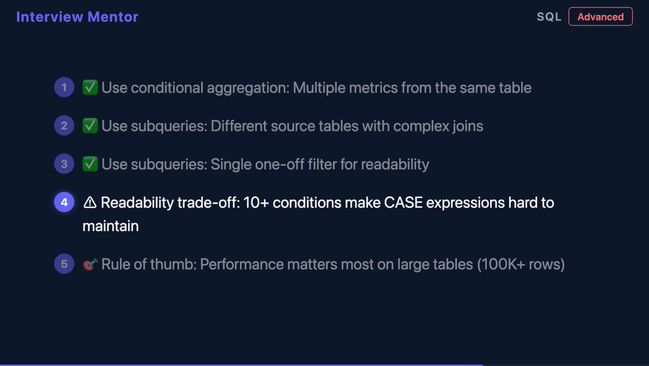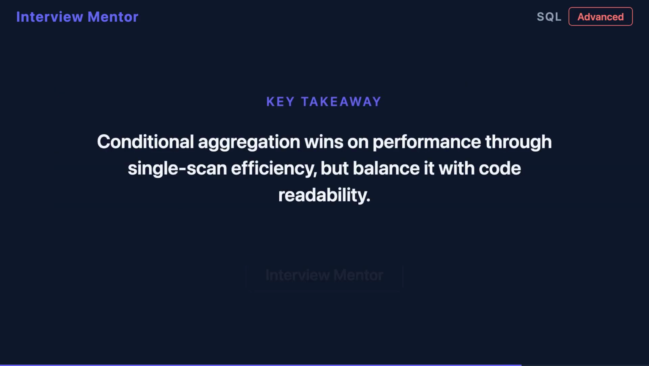For multiple aggregates on the same table, conditional aggregation usually wins. But don't sacrifice code clarity unless the performance gain matters. Use conditional aggregation when you need multiple metrics from the same table. You'll cut query time dramatically by scanning once instead of repeatedly. Just remember to balance performance with maintainability.